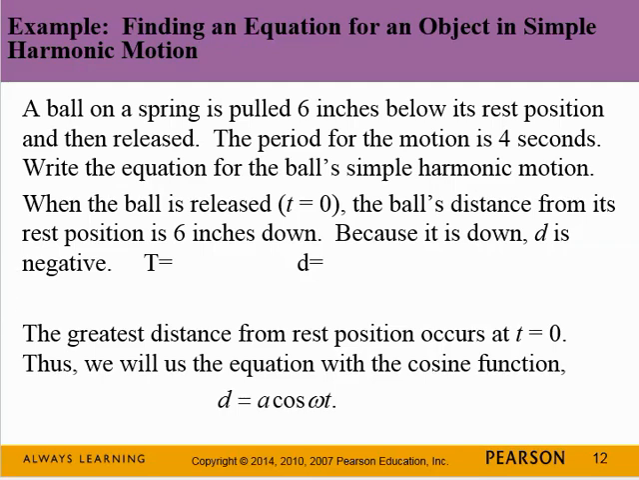So a ball on a spring is pulled 6 inches below its rest position and then released. The period for the motion is 4 seconds. Write the equation for the ball's harmonic motion. When the ball is released at t equals 0, the ball's distance from the rest position is 6 inches down. Because it's down, d is negative. So t is 0, they tell you that in the problem, and your d is negative 6. So the greatest distance from your rest position occurs at t equals 0, thus we'll have the equation with cosine.